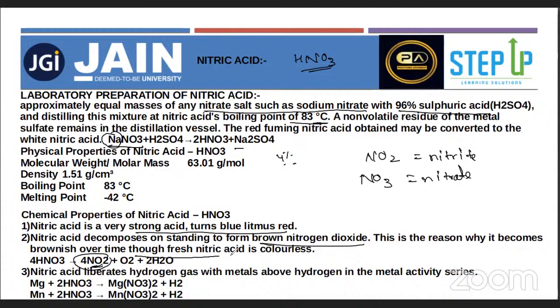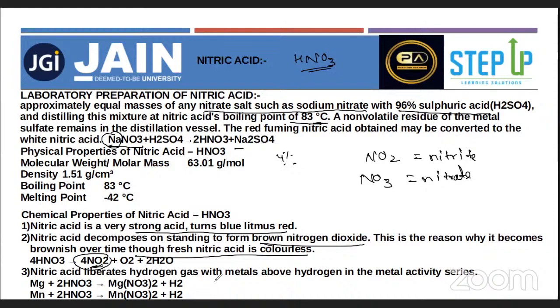Fresh nitric acid is colorless, but if you leave it for a longer duration, like 3 months or 6 months, it will form nitrogen dioxide, which is brown in color. Not only this, if you pass heat through it, it will get dissociated into NO2, O2 and H2O. This is also used as a test for detecting HNO3.